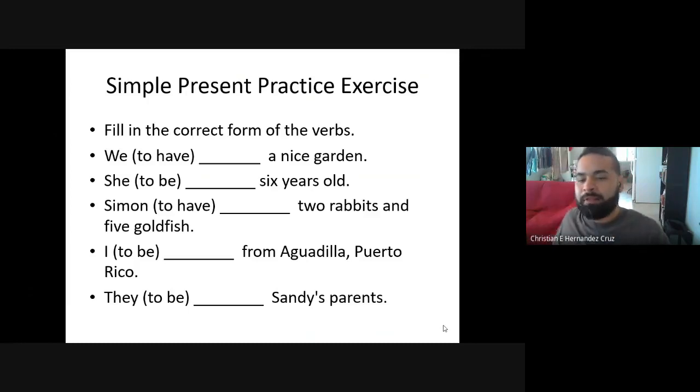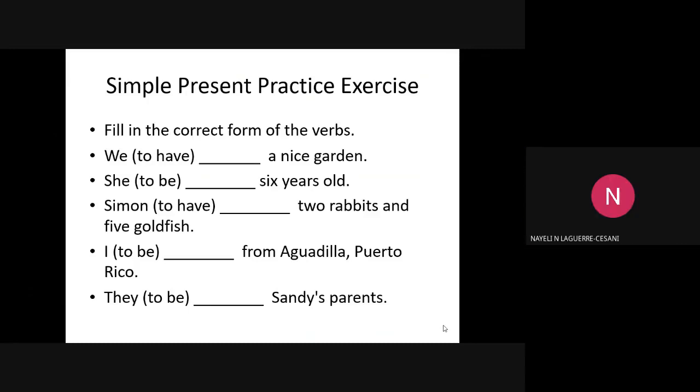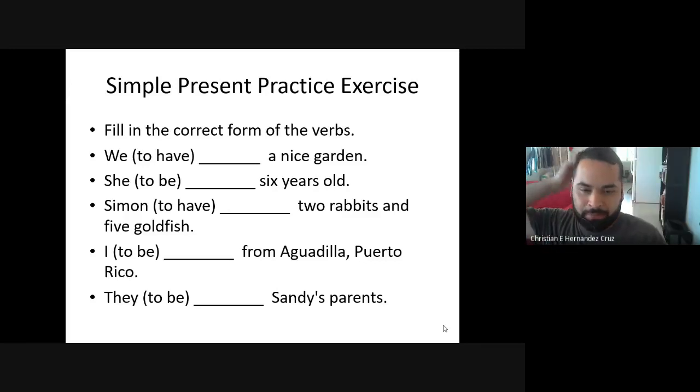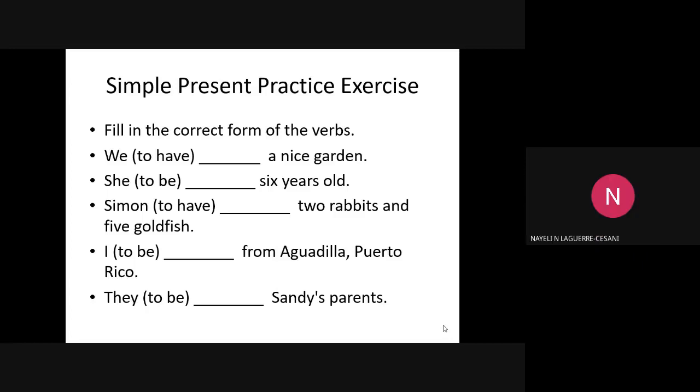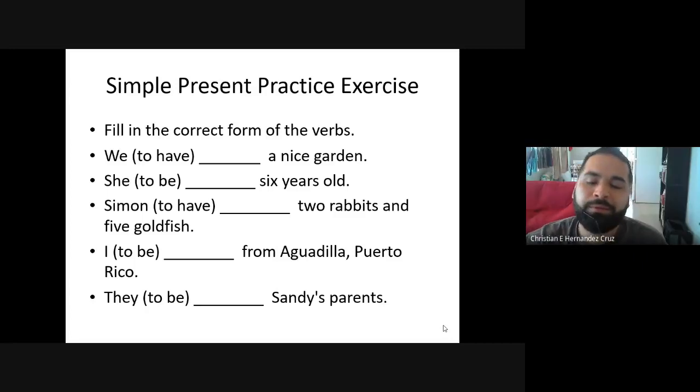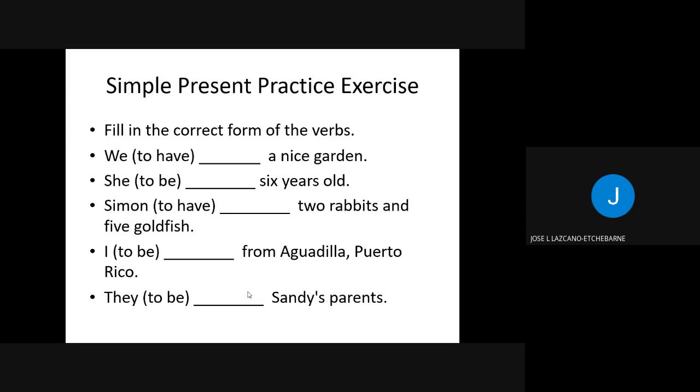I blank from Aguadilla. I am. Okay, very good, both of you. I am from Aguadilla. And finally, they blank Sandy's parents. They are. And why do we use am for this sentence, but we use are for this one? Because in the first one, you're talking about yourself. I am. And the second one are like 2 people or more people.